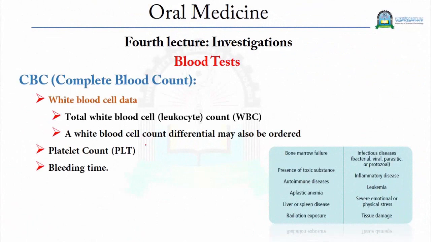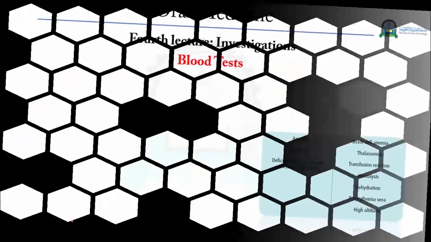White blood cell data is part of the complete blood count test. The total white blood cells, which we call the leukocyte count, and also the white cell count for the differential types of white blood cells can be ordered, and these are two very important tests which can indicate an inflammation or an autoimmune disease or other systemic conditions. Also we have the platelet count and bleeding time tests.